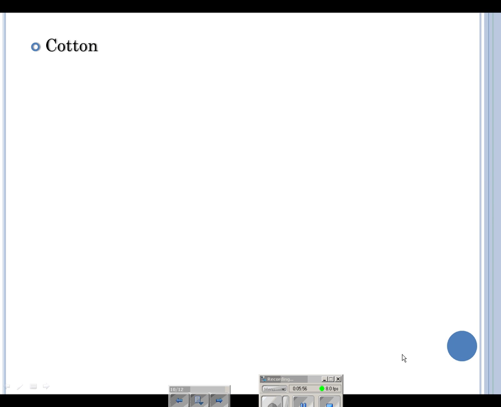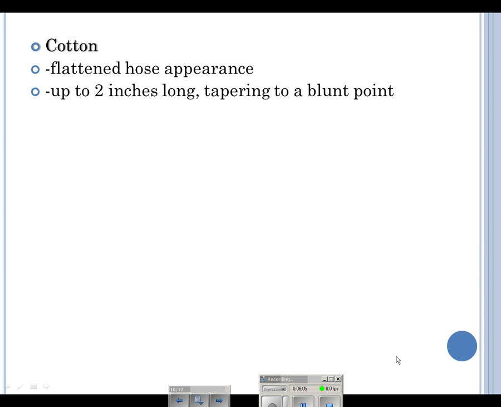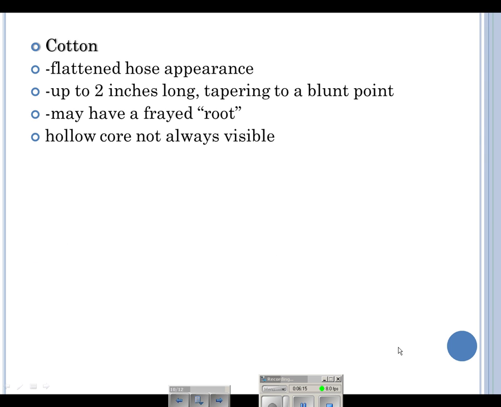So looking at the natural fibers and some specific characteristics, cotton is going to have a flattened hose appearance if you look at it under a microscope. The fibers can be up to 2 inches long and they taper to a blunt point, almost like hair that you'd find on your legs. It may have a frayed root and has a hollow core that's not always visible.